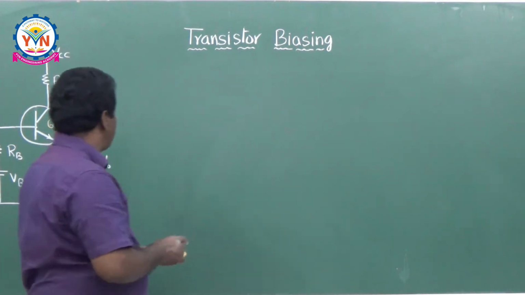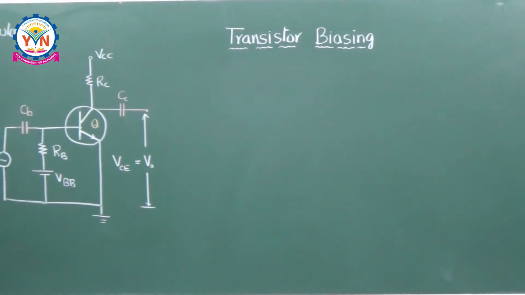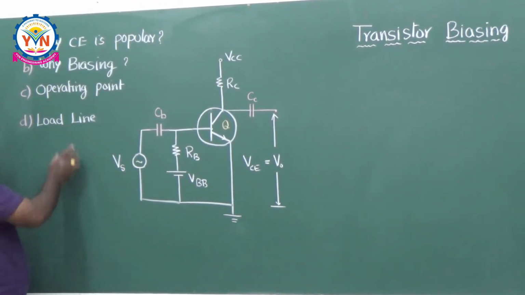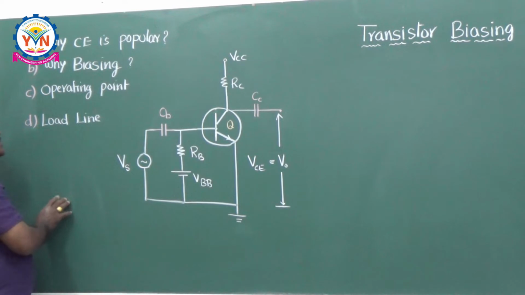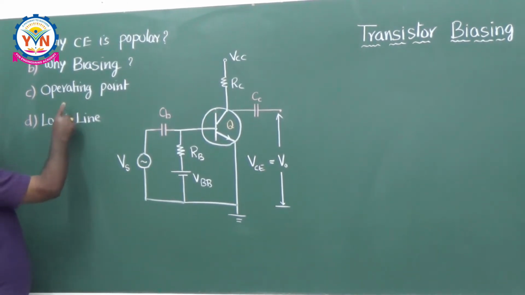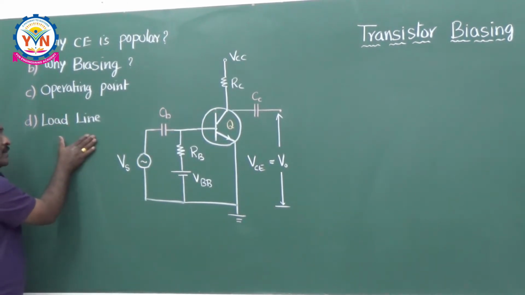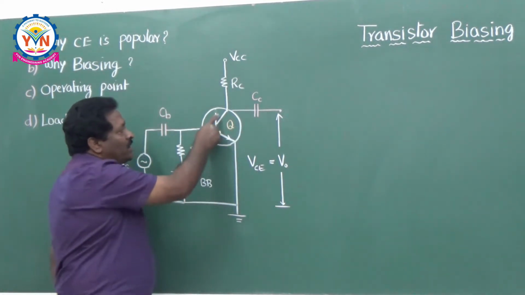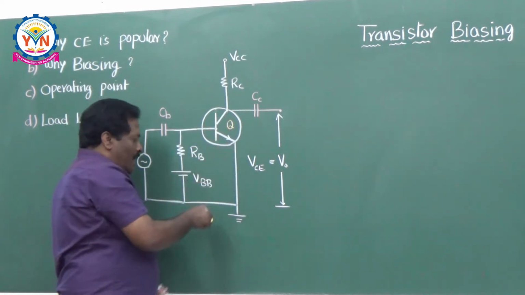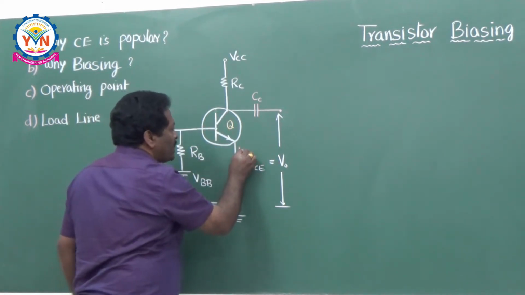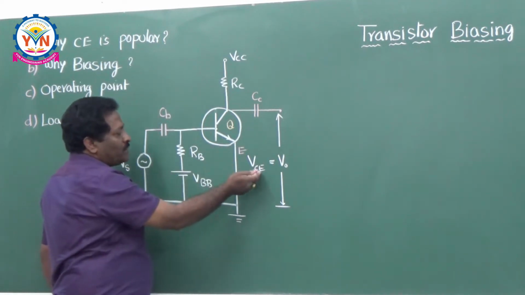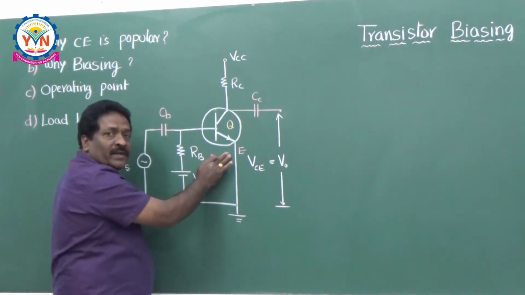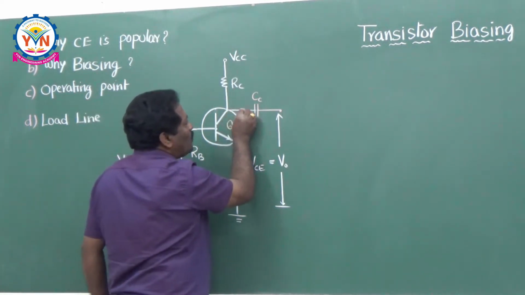So, in this lecture, we are going to see the reasons for the popularity of the common emitter configuration, why biasing is required for the transistors, and what we mean by the operating point and load line. For this, let me take the common emitter configuration. This is an NPN transistor and here the emitter is common for both input and output. The emitter is grounded here, that is why it is a common emitter configuration. In the common emitter configuration, we take the output at the collector.